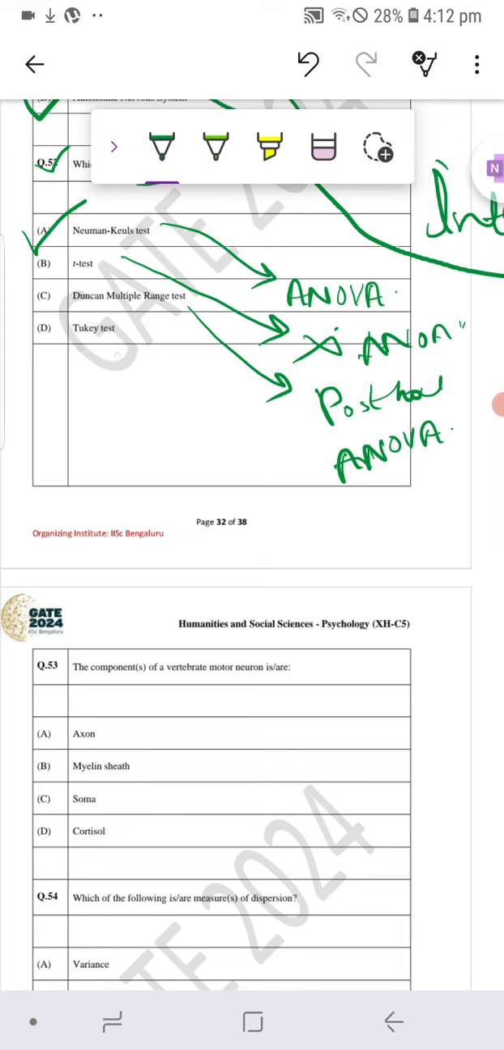And the last one is Tukey test, which is also known as Tukey-Kramer. Tukey-Kramer test is a post hoc test which is used after ANOVA to identify significant difference between group means. So it is also a post hoc test. So A, C and D becomes our answer.